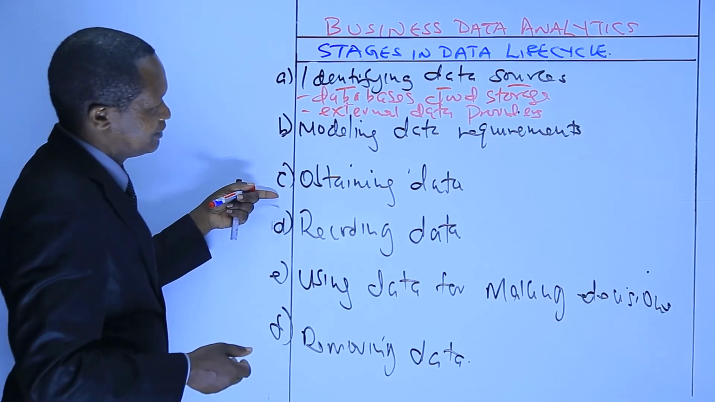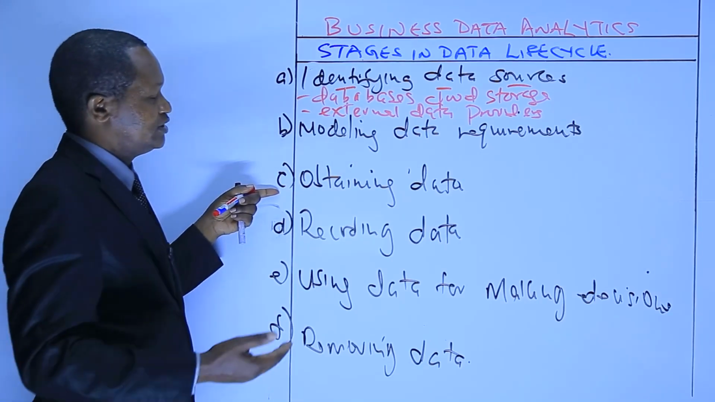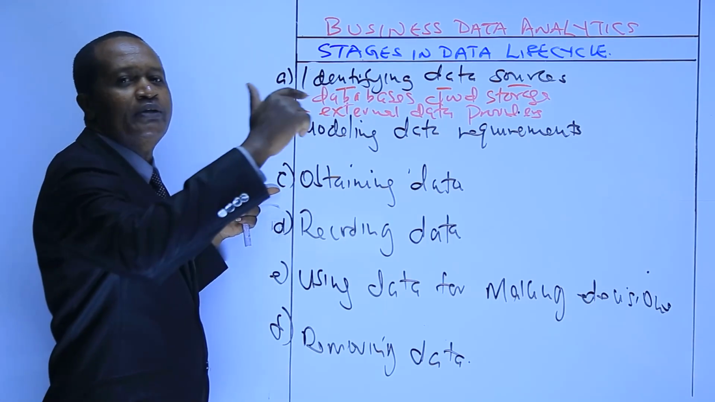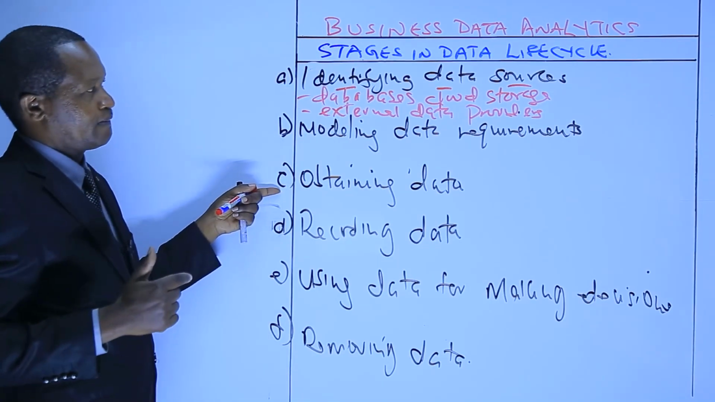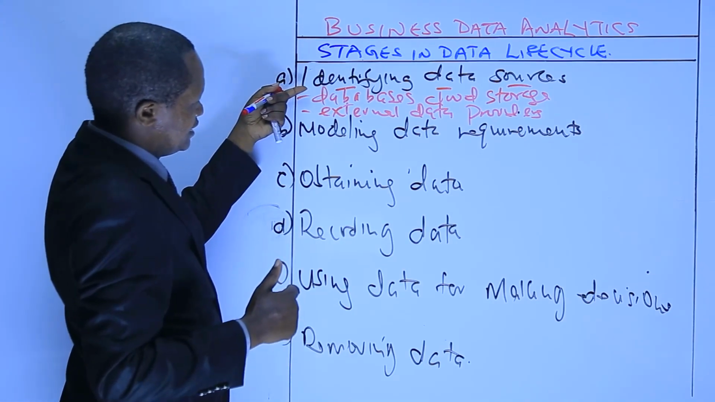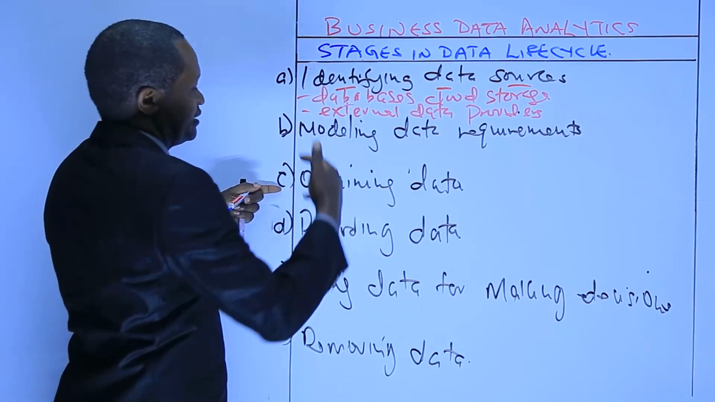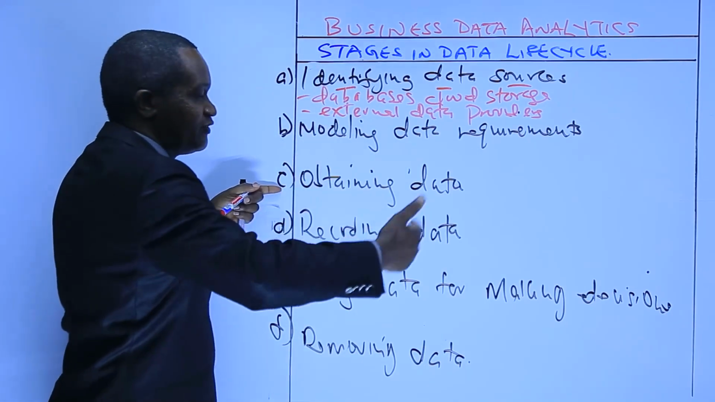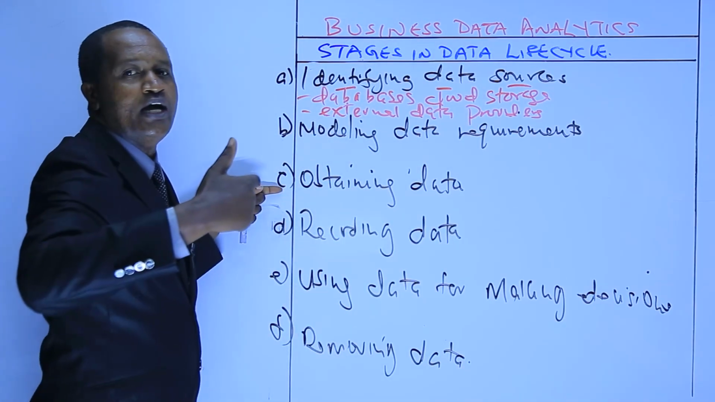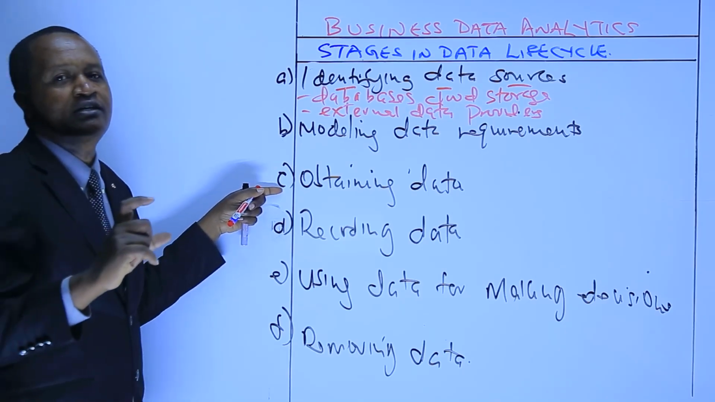Then the third step is obtaining data. And this stage involves acquiring the data from the identified sources. So here is identifying, then modeling, then obtaining data. You first of all identify where you get the data from. Then in the third stage, you acquire the data.